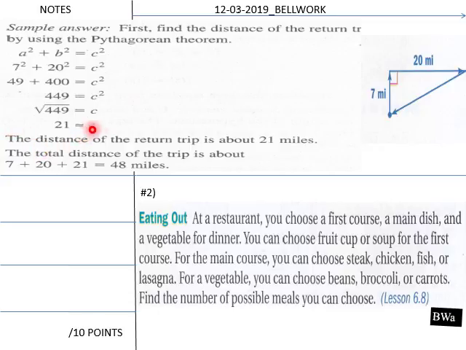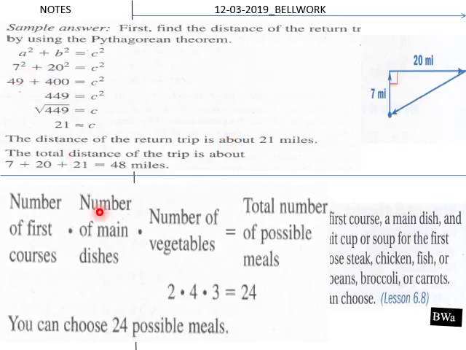Here is your hypotenuse here. 21 equals C, after figuring this in. And then down here, number of firsts, number of mains, number of veggies, total number of possibles. So there's 24 possible meals here. You just multiply them together and you get 24 for that. Kind of a trick question.